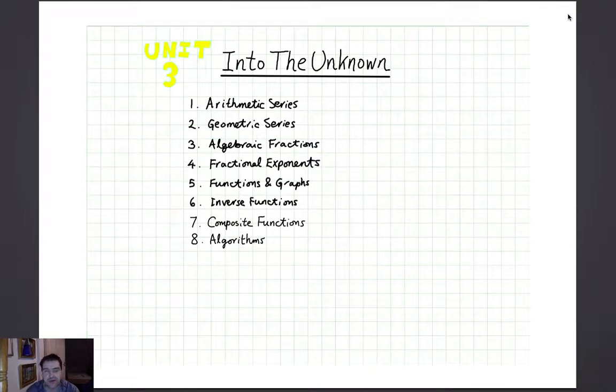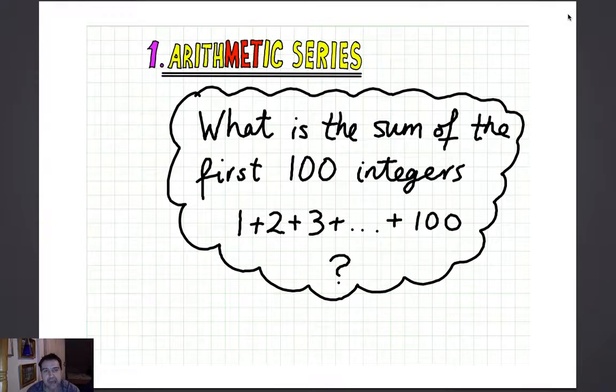This is MYP5 Unit 3, and Chapter 1 is all about arithmetic series. Arithmetic with a stress on the "met" rather than arithmetic. So there's the question: what is the sum of the first 100 integers? So 1 plus 2 plus 3 all the way up to 100. What do they add up to?